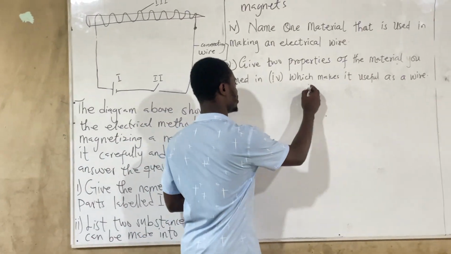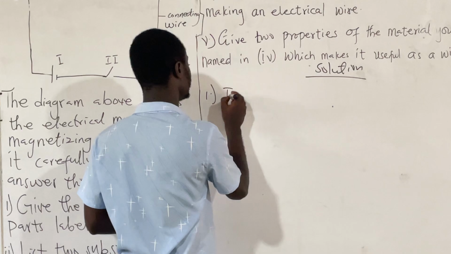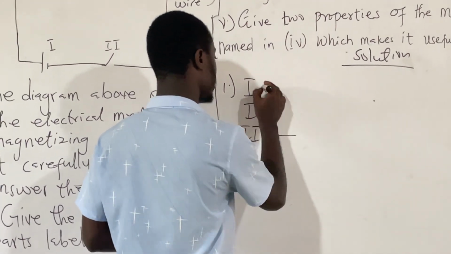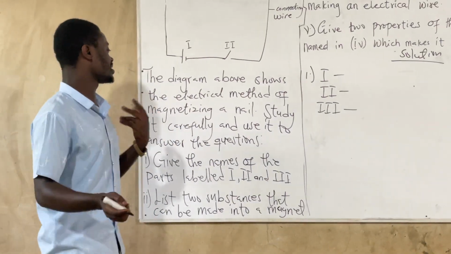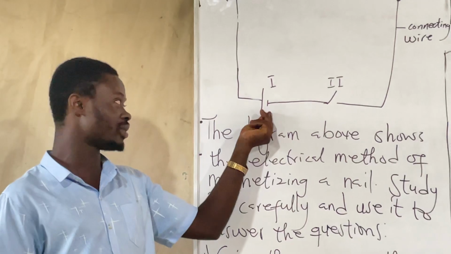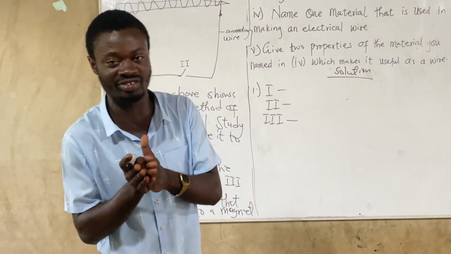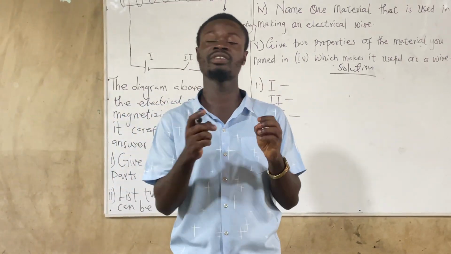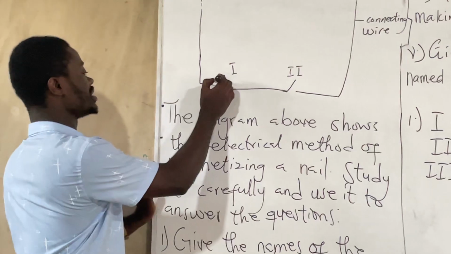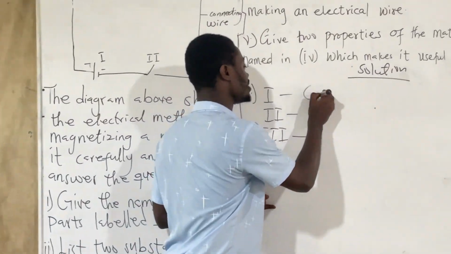Okay, so let's solve it. When you look at I, I is the cell. A lot of people write battery for cell, but there's a difference between a battery and a cell. A cell is one, and a battery is two or more cells joined together. As you can see, here we have the positive terminal and the negative terminal. So this is a cell. So I is the cell.